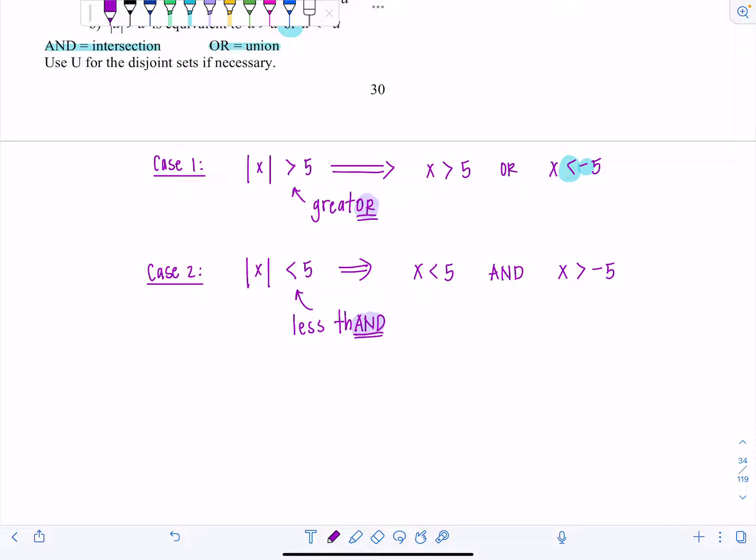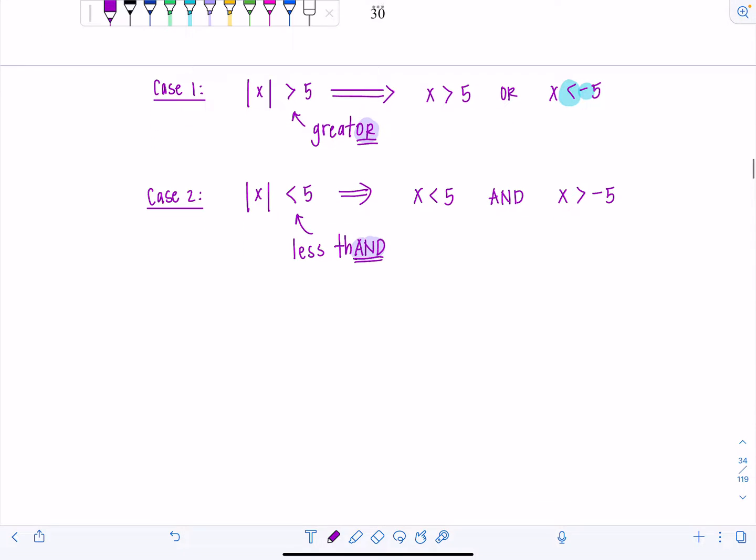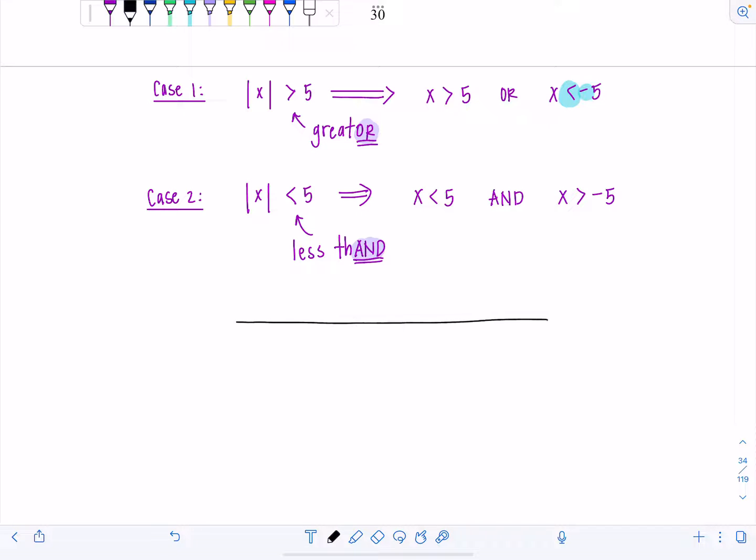All right, now I want you to notice something about case 2 in particular. If we were to graph this, x less than 5 and x greater than negative 5, look what happens. X less than 5 would be here to the left, and x greater than negative 5, open circle to the right, and means overlap, yes, intersection. Well, where's the overlap? It's right here in the middle.